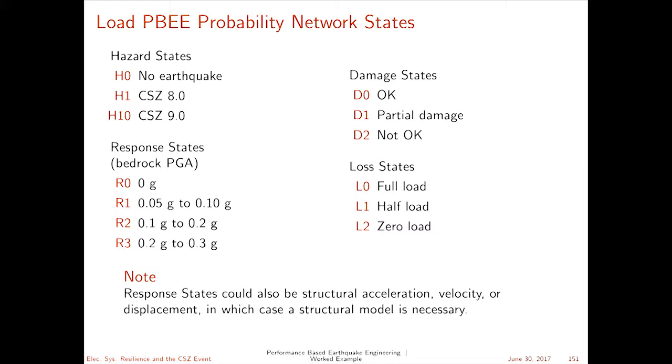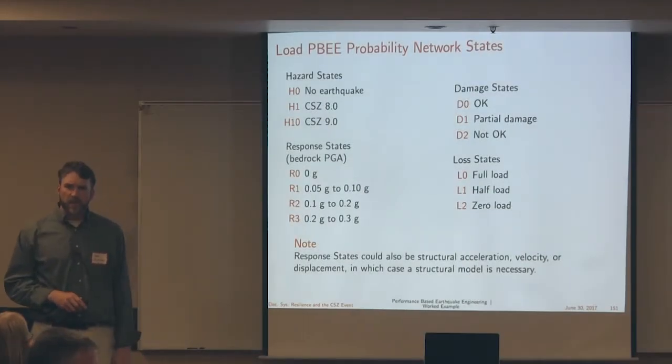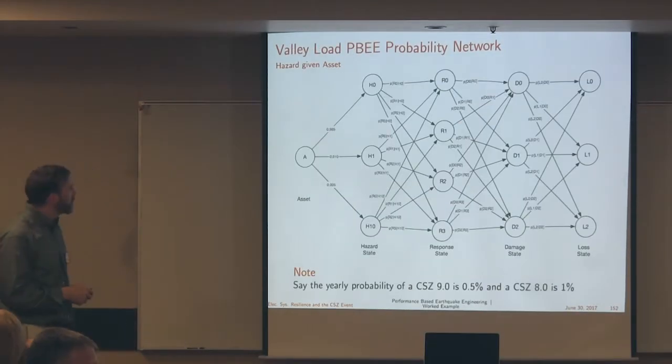And then our loss states for that load: if it's not lost, it's just drawing full load. If it's in loss state 1, it's drawing half of its load, so it's partially damaged or partially destroyed. And loss state 2 is that it's drawing 0 load. It is completely gone. Does it make sense? Okay, let's work with this then.